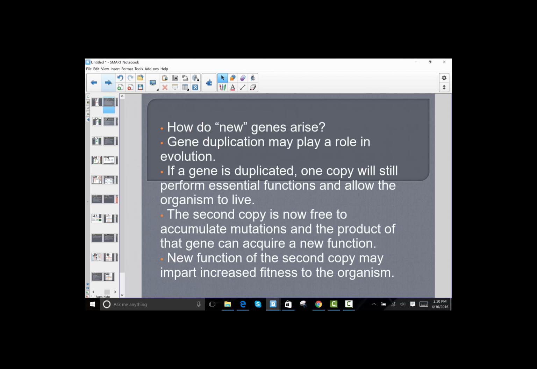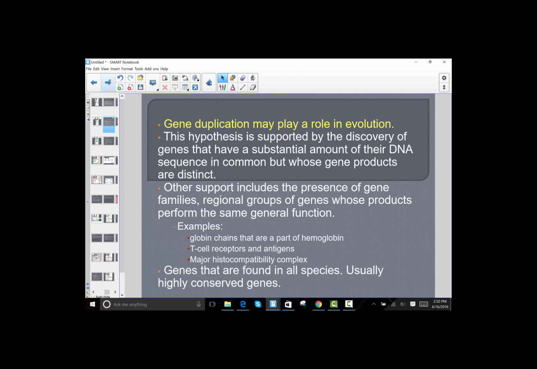And we do have support for this hypothesis from the discovery of genes that have a substantial amount of their DNA in common. So you have two different genes, and they are almost identical to each other if you sequence them, but their product is not the same. That means the protein or the enzyme that they are producing is going to be distinct, so it's not going to have exactly the same function.